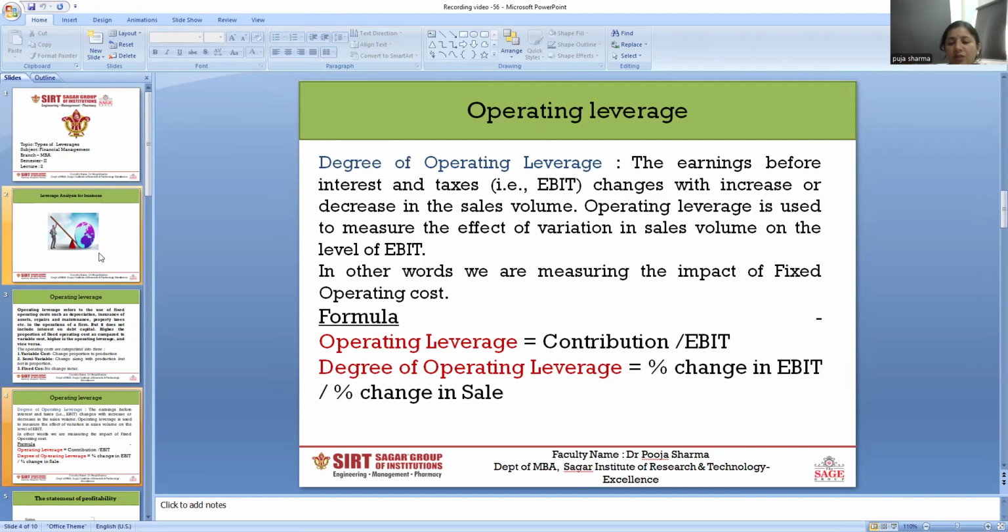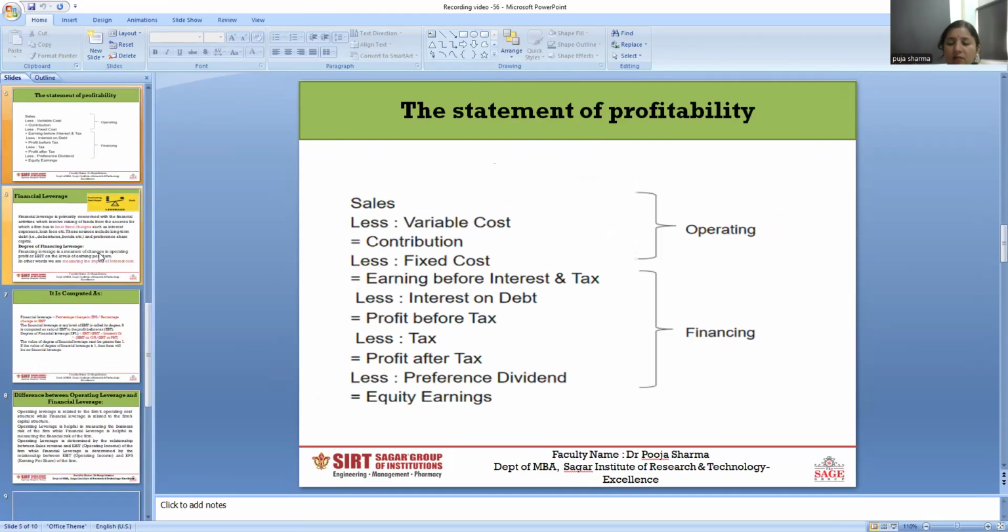Operating leverage. Here you can just see the formula of the operating leverage and the degree of operating leverage. The formula of operating leverage is contribution divided by EBIT, and degree of operating leverage is percentage change in EBIT divided by percentage change in sales. Degree of operating leverage, with the help of this, we are measuring the impact of the fixed cost, as I told you. In the next slide, we can see how we can calculate the contribution and the EBIT. This statement of profitability indicates separately the operating and financial leverage.